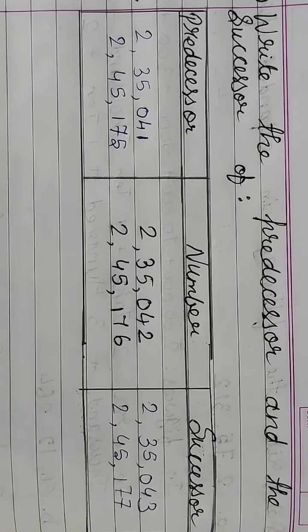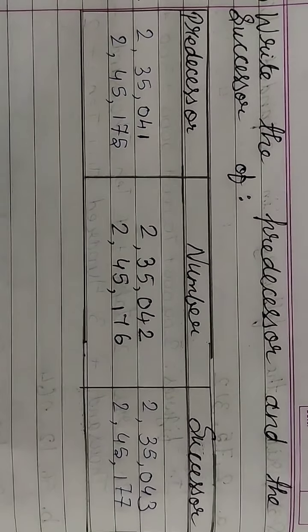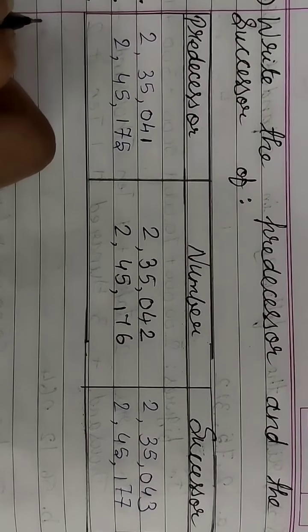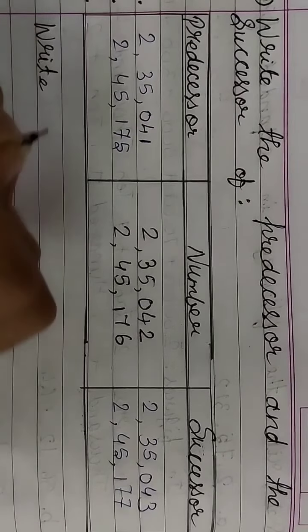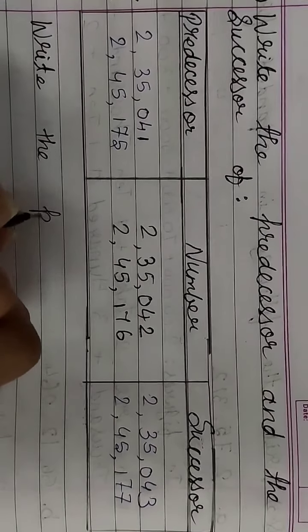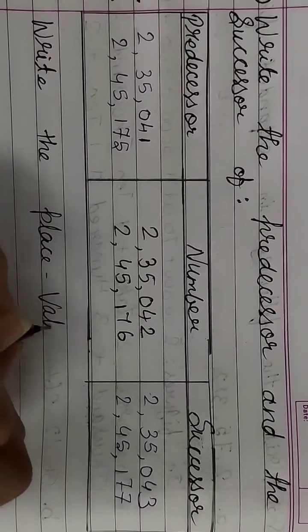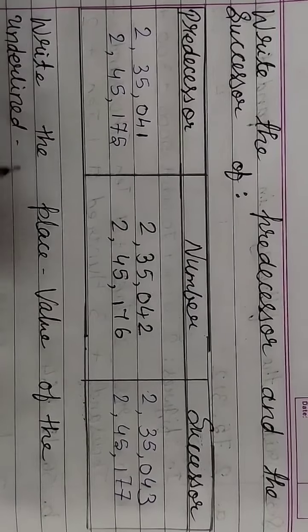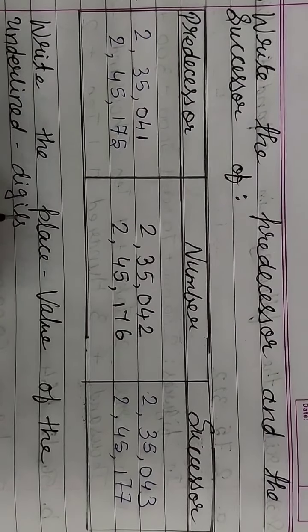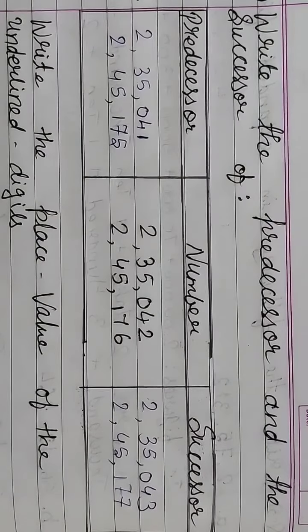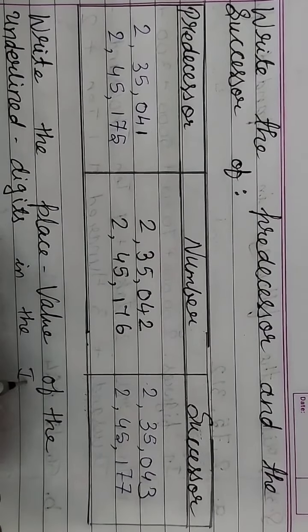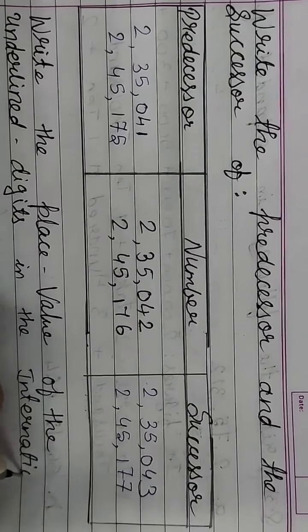Our next question is question number 5. Write the place value of the underlined digits in the international system.